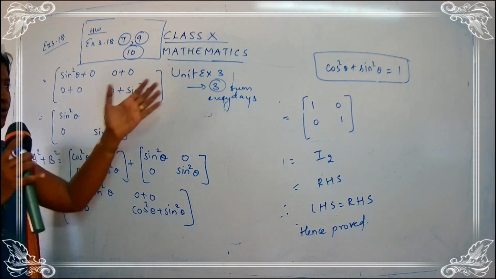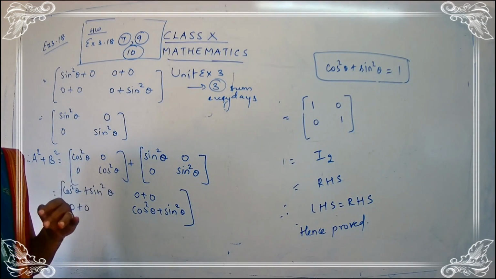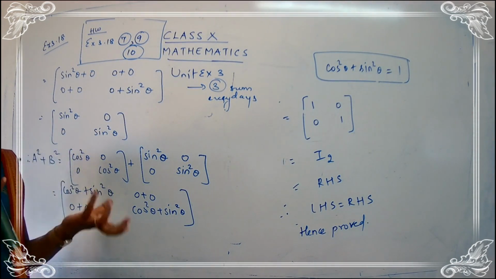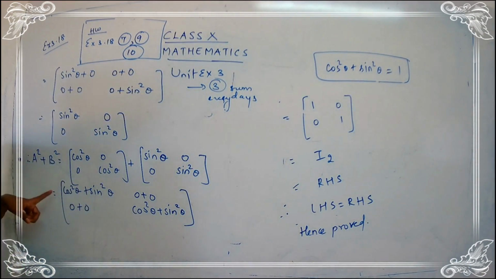That unit exercise will be a combination of all the exercises from 3.1 to 3.18. So you have to try the sums, children, and complete your unit exercise 3. In the next class, I'll be completing exercise 3.18. I hope you were clear with today's sums. We were doing some matrix multiplication problems. So prepare your classworks properly, prepare your homeworks properly, and also focus on the solved examples. Okay, children? We'll be continuing with the remaining sums in the next class.